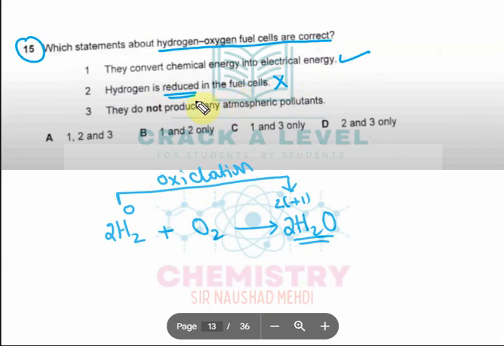Okay, similarly, they do not produce any atmospheric pollutants, just because it's environment friendly. So 1 and 3 are the correct statements. So option C is the correct answer, because for the third statement the only byproduct is water and none of the other atmospheric pollutants are produced. So that's why statement 3 is also correct. So option C is the correct answer.